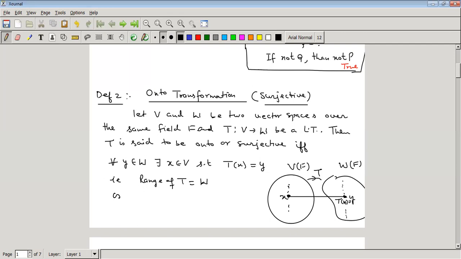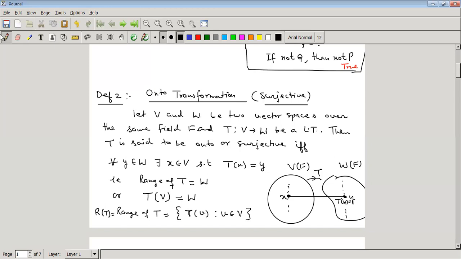Or this means that T of V, the output of the whole domain V, is equal to W. Then we call T an onto transformation, where range of T we denote by R(T). And how can we define range of T? Range of T is equal to the set of all T of v such that v belongs to vector space V.